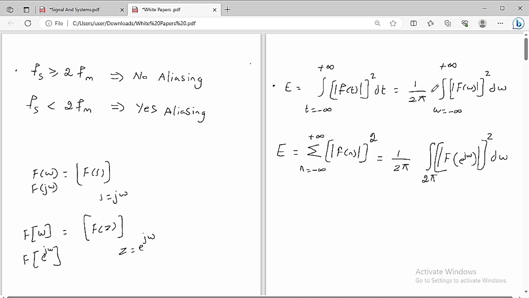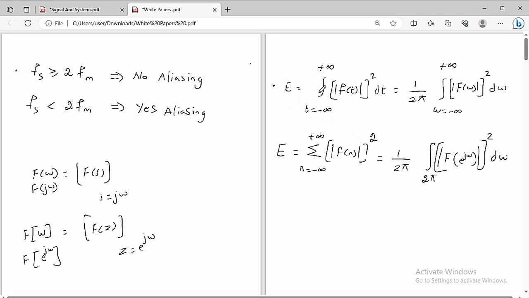I have already told you, this continuous time Fourier transform is not periodic, it is aperiodic, but this is a periodic version. This point I have already told you many times. Therefore, this is always periodic with a period of 2 pi. That is the reason we have to do the integration over only 2 pi. So this formula you always have to keep in your mind.